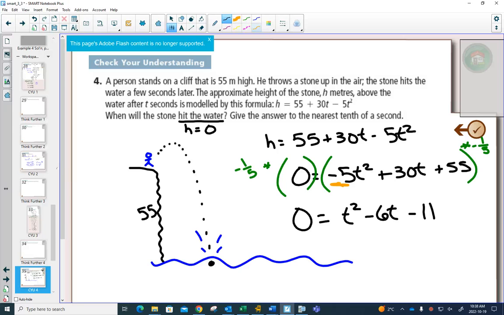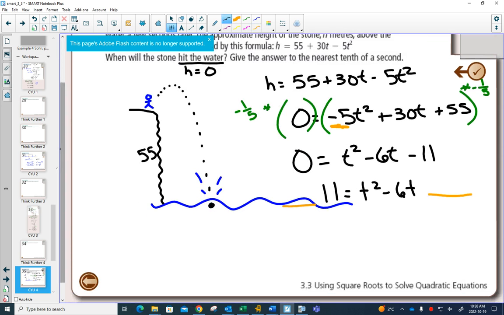This question is a little bit different than the previous ones because now we have zero on the left side. Does that make a difference? No. Might just feel a little bit weird. But just like before, I'm going to move the 11 over to this side. t squared minus 6t. I'm going to leave a space here and leave a space on this side. And I'm going to complete the square. So on this side, I want something squared.